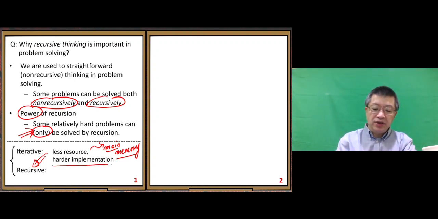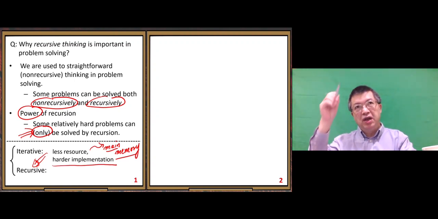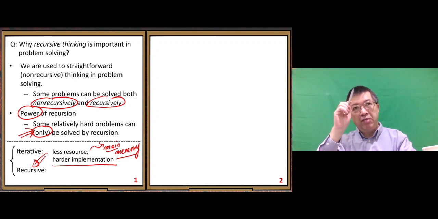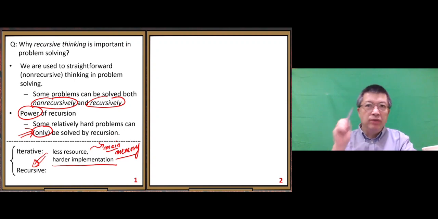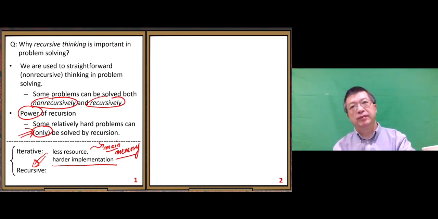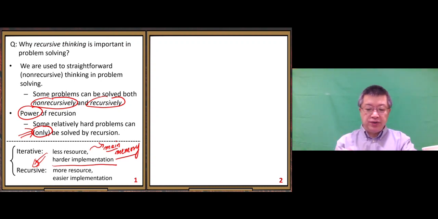Harder implementation, because here I'm talking about some of the relatively hard problems. If you want to implement all the details, it is extremely complicated. All right. The other side, more resource.